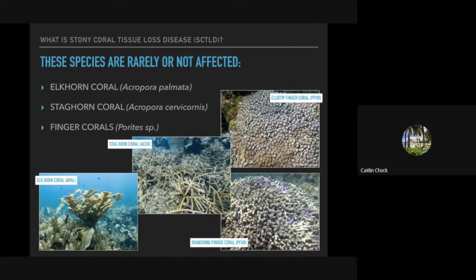Some species are rarely or not affected, so our Acropora species, our staghorn and elkhorn corals, are not affected. If you do see disease signs on those species, it is typically a different disease. Our finger corals, Porites species, are also rarely or not affected.